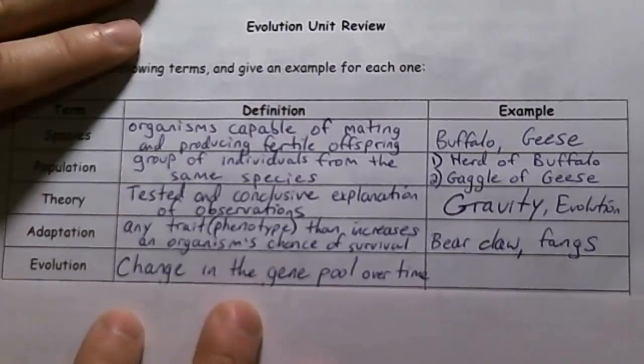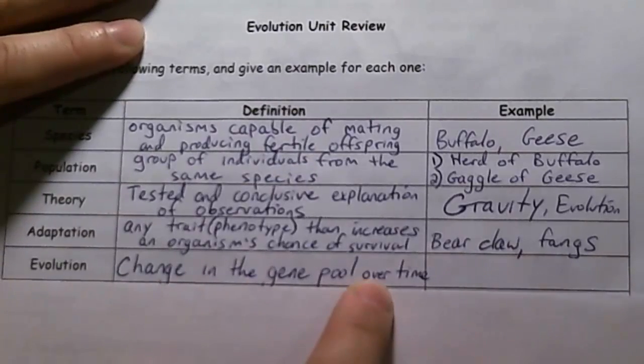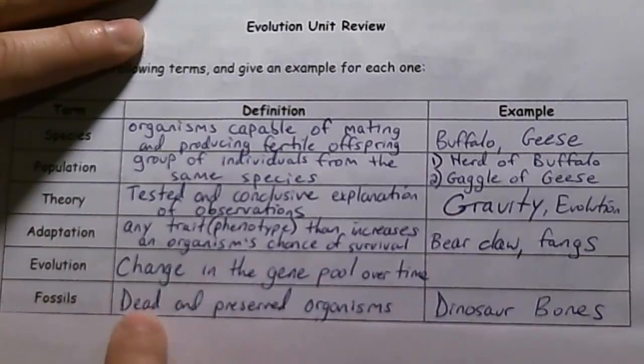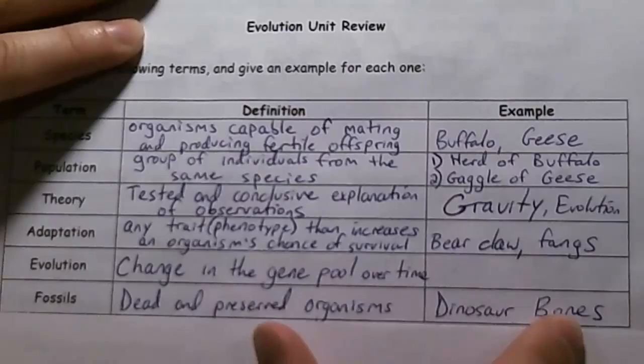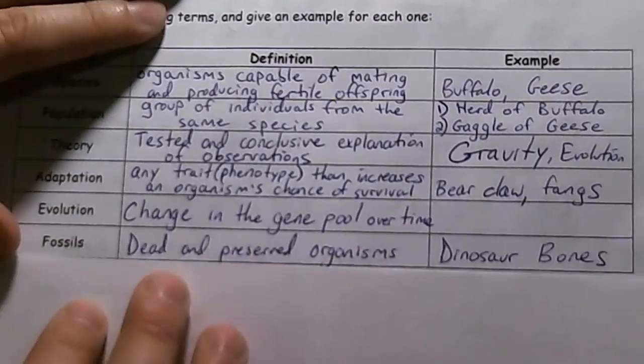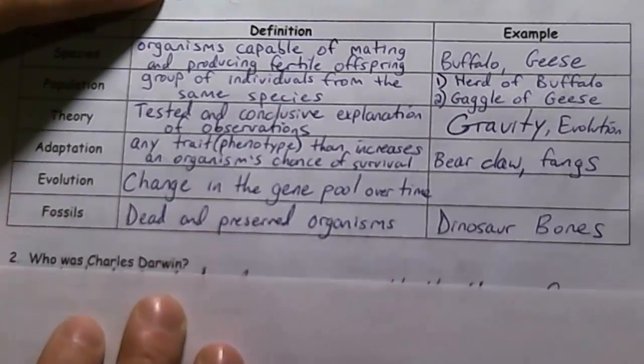Evolution, again, is simply a change in the gene pool of organisms over time. And fossils are dead and preserved organisms. Dinosaur bones are great examples of fossils. But we also find fossilized plants and all kinds of other fossilized organisms.